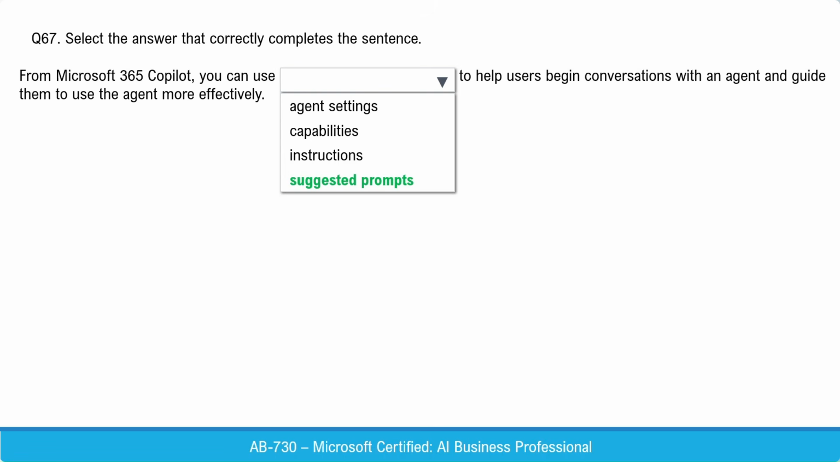Let's understand why. The question is asking what helps users begin conversations with an agent and guide them to use it effectively. Suggested prompts are designed exactly for this purpose. They provide example questions or starting points so users know how to interact with the agent. Now let's eliminate the other options. Agent settings are used for configuration, not for guiding users. Capabilities describe what the agent can do, but they don't help users start conversations. And instructions control how the agent behaves, not how users interact with it. So the correct answer is suggested prompts.